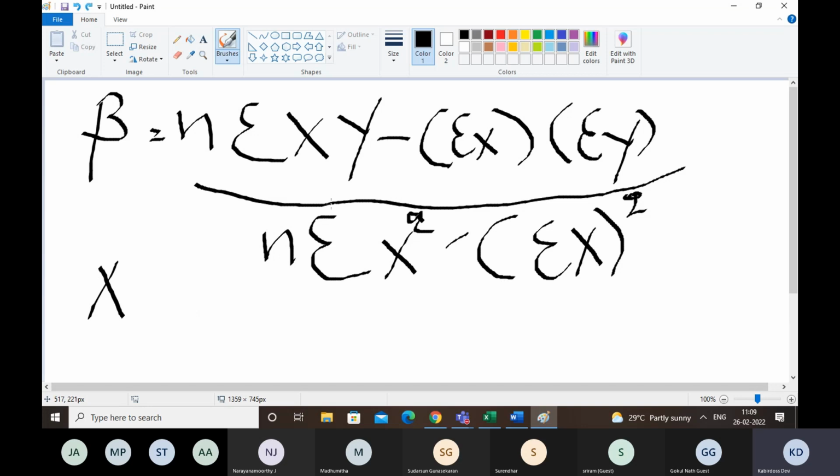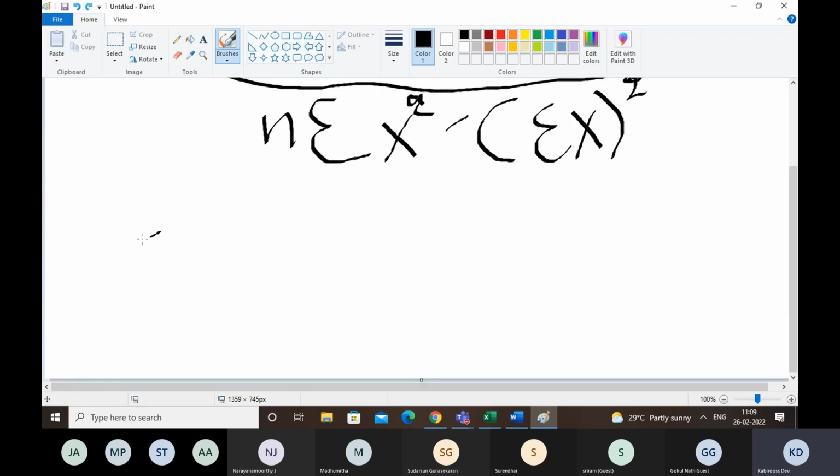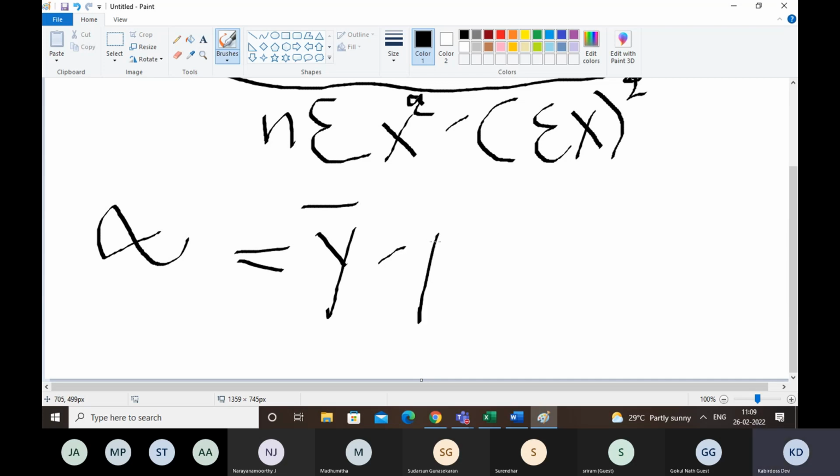And another formula is for alpha. Alpha is equal to y bar minus beta x bar. So we need to find y bar minus beta times x bar. So this is the formula. Shall we move on to the sum? Have you noted down the formula for beta and alpha? Yes, ma'am. Okay, so now we move on to the sum.